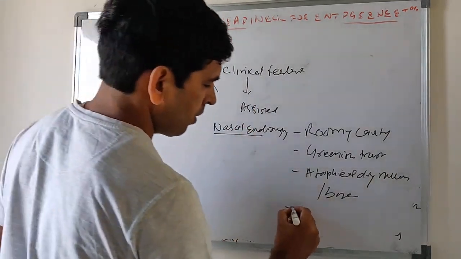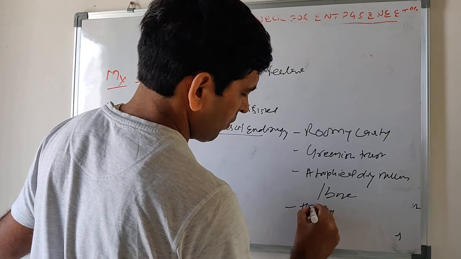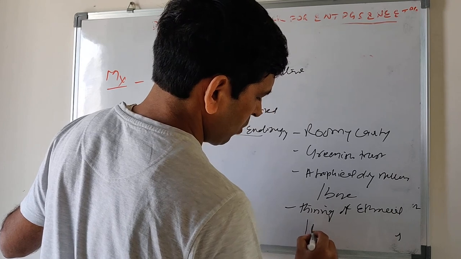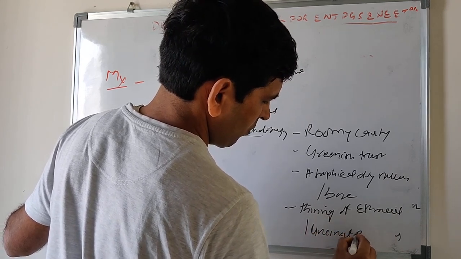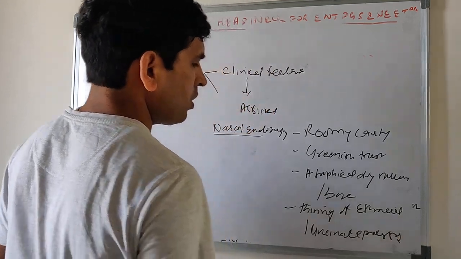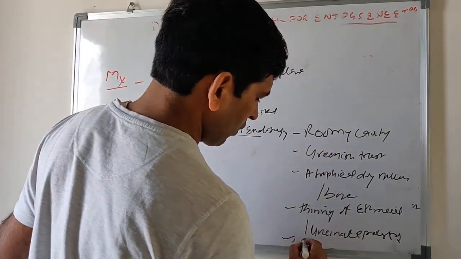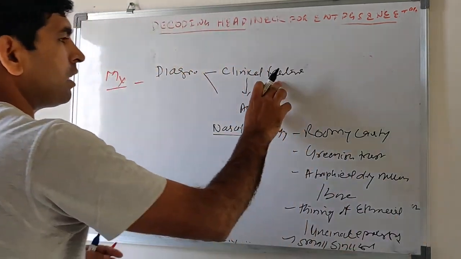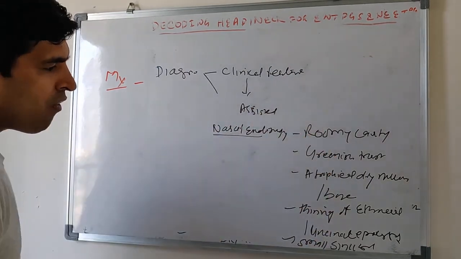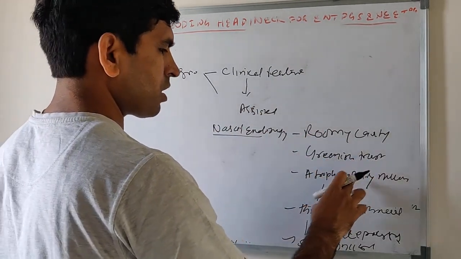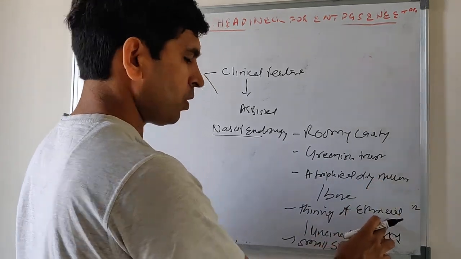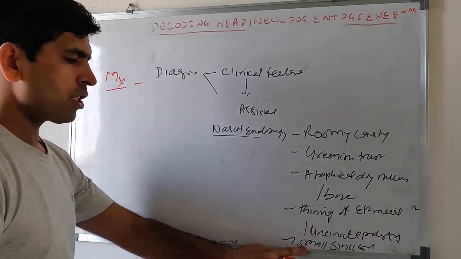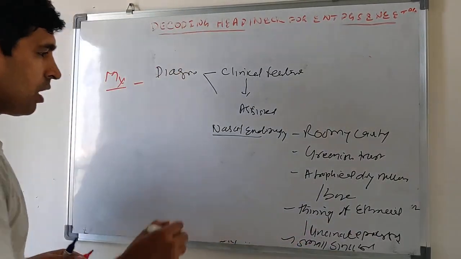You may see thinning of the ethmoid bulla and uncinate process on endoscopy, or there are small sinuses. So these are the findings assisted by nasal endoscopy: roomy cavity, greenish crust, atrophy of nasal mucosa, thinning of the ethmoid bulla or uncinate process, and there may be small sinuses.